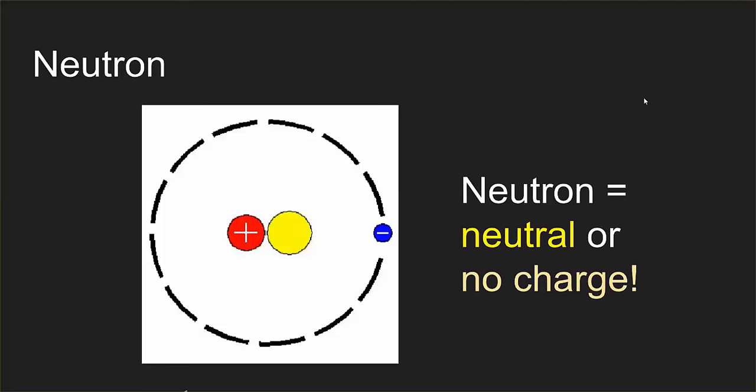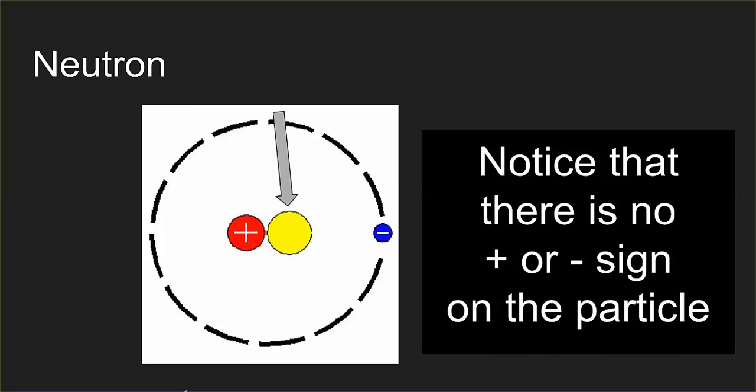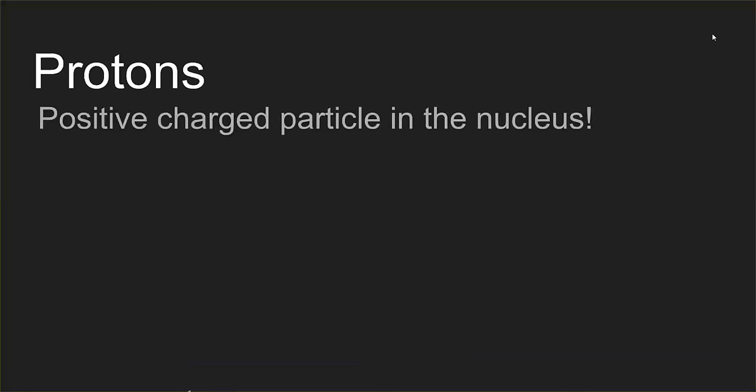The neutron is neutral, or no charge. You can see that there is a charge here, a negative. What particle is that? You remember? It's the electron. What particle is the positive charge? Those are protons. What charge does the neutron have? It's a neutrally charged particle. Notice that there's no plus or minus sign on the particle at all. That's because it's neutral. It allows the atom to have more of them or less of them and still be in balance.